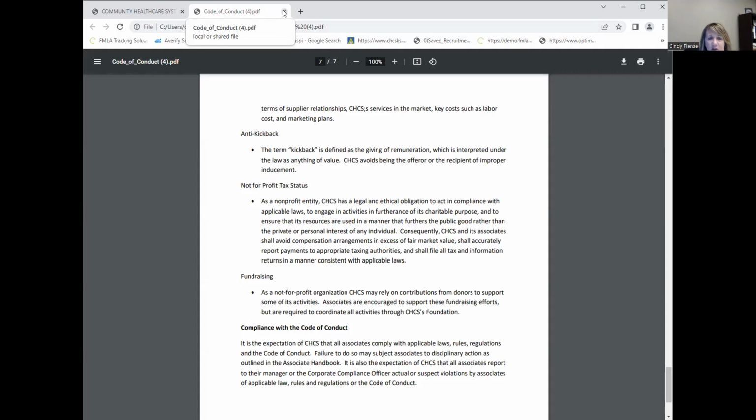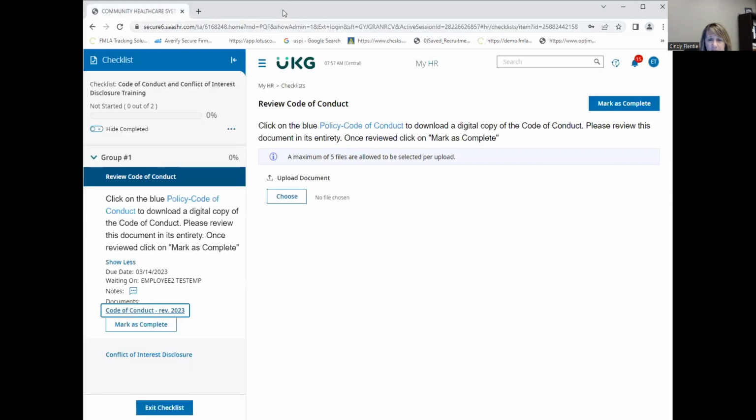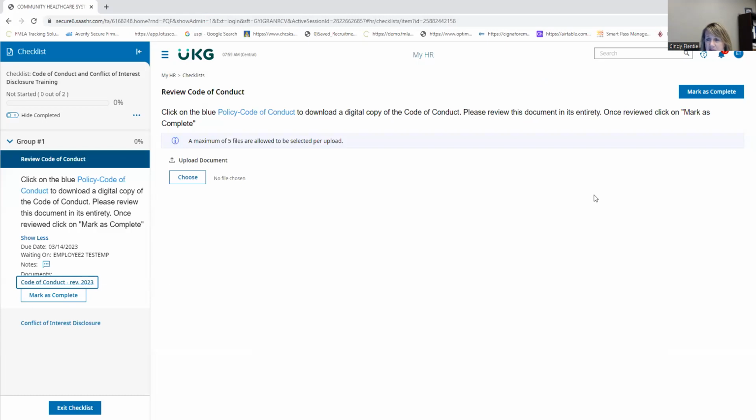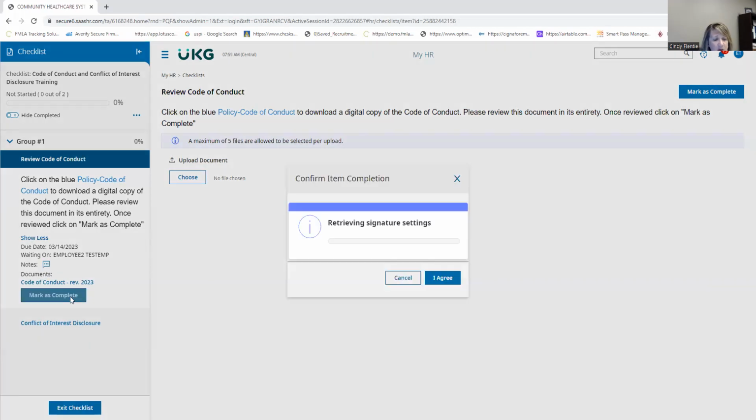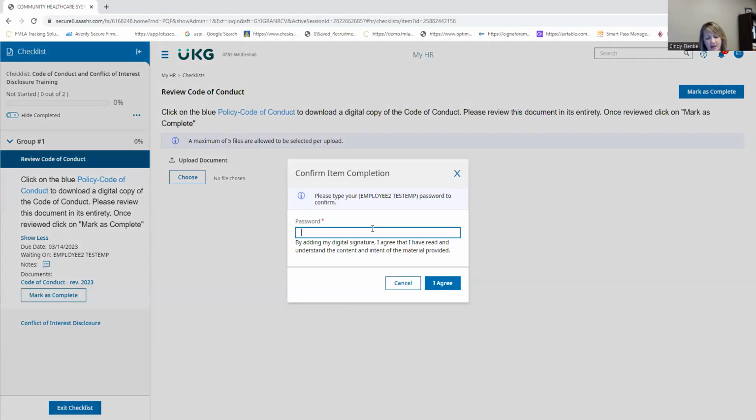I'm going to go ahead and close the code of conduct now. The next part was to mark as complete. You can see a button here that says mark as complete, or one up here as well. I'm just going to click on this one. I'm going to mark as complete here, and I'm going to enter my password. This is the password that you use to log into UKG when you do your time edits, or clock in and clock out, or when you did the performance reviews.